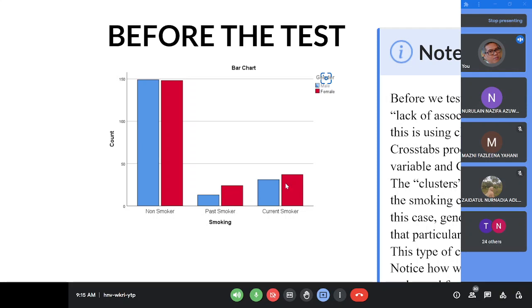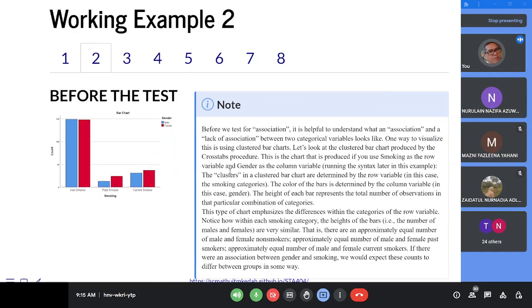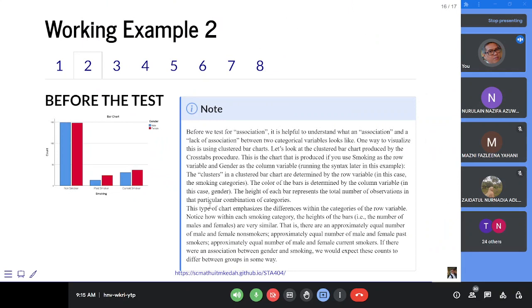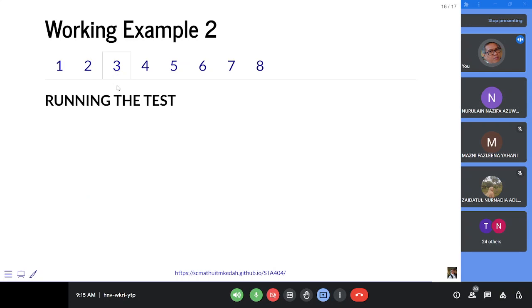Tapi still it is being mirrored by the two yang no difference here. Okay. So that is one way to identify whether there is an association or not. Okay, biasanya kita boleh tengok dari sini dululah. The graph here is explained over here, so you can just read this through later on, and then you can see for running the test.